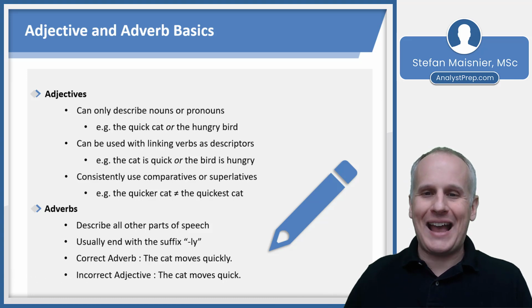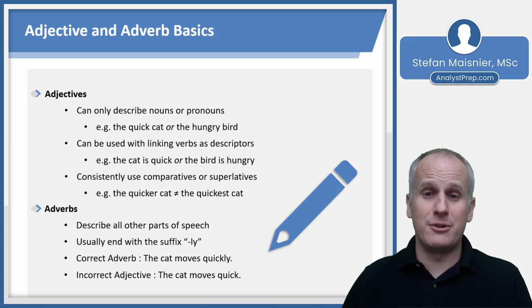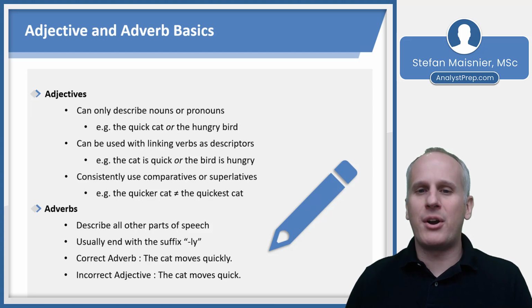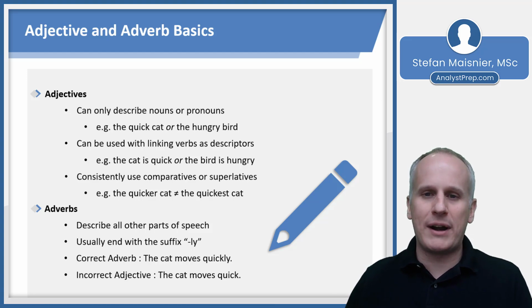An incorrect adjective usage instead would be the cat moves quick. Now, conversationally, you're probably not going to stop somebody that said that phrase or sentence to you and say, "What do you mean?" You're going to be able to interpret what they're intending. But on the exam, you can't incorrectly use an adverb when an adjective is necessary, nor an adjective when an adverb would be necessary. So this, again, is a very subtle difference that can be kind of exploited by the exam in some of the harder sentence corrections.